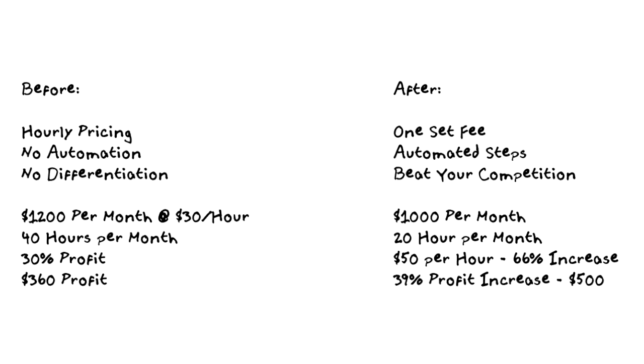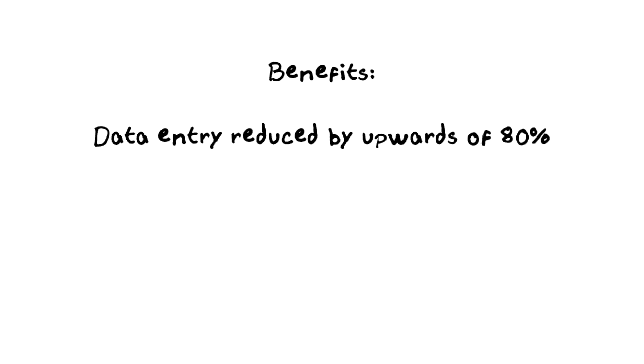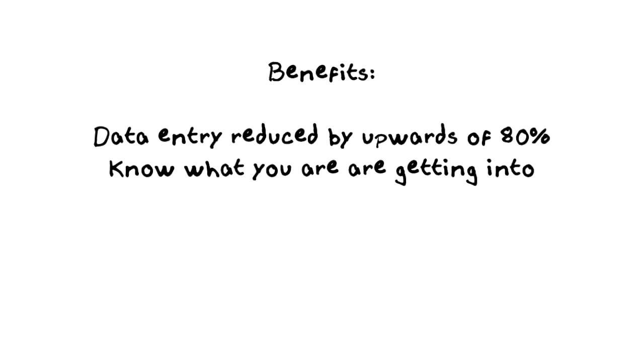The other thing too, though, is if you look at the profit side of things, now let's just say you're getting profits of $500, you have a 39% profit increase as it relates to leveraging a value pricing model for your clients. So some of the benefits here, obviously, by leveraging a platform like ours, by using, say, QuickBooks Online with the bank feeds coming in, you're reducing your data entry time upwards of 80%.